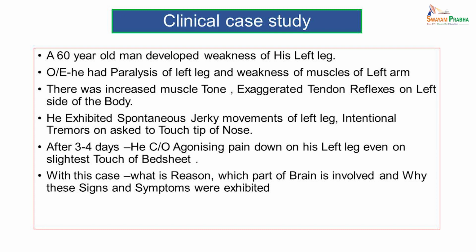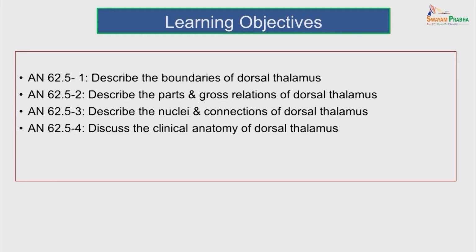The learning objectives are: describe the boundaries of the dorsal thalamus, describe the parts and gross relations of the dorsal thalamus, describe the nuclei and connections of the dorsal thalamus, and discuss the clinical anatomy of the dorsal thalamus.